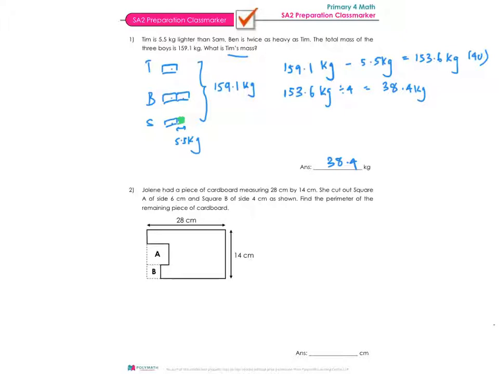Jolene had a piece of cardboard measuring 28 cm by 14 cm. She cut out the square A of side 6 cm and square B of side 4 cm as shown. Find the perimeter of the remaining piece of cardboard. Many students will immediately assume that they are asking for the area, and that's a very bad habit. Of course, when you cut out 2 squares out from a rectangle, the area will decrease. Many questions will be asking about the area, but that doesn't mean that you can assume that it's automatically asking about area. It could be asking about perimeter, like this question.